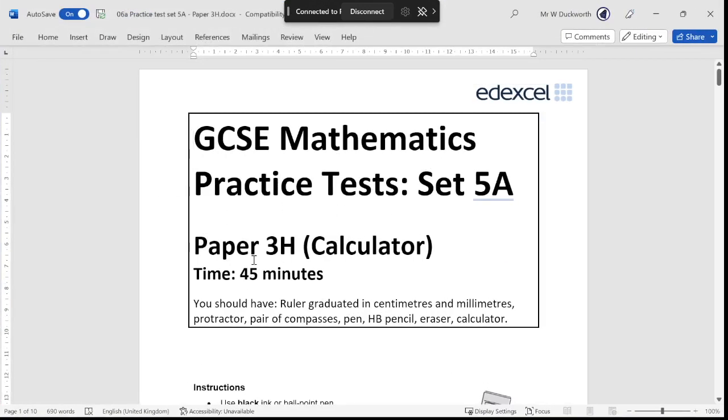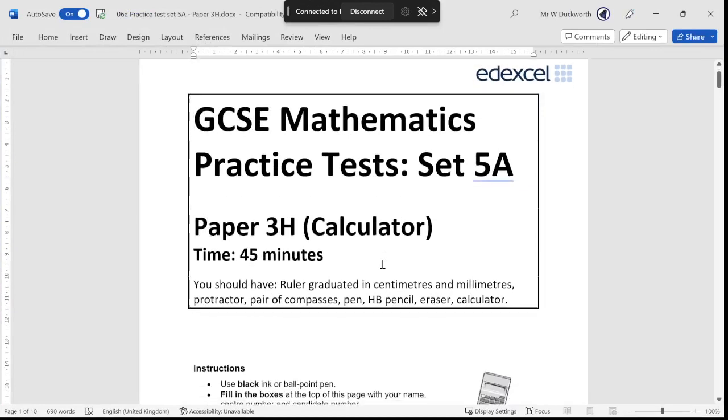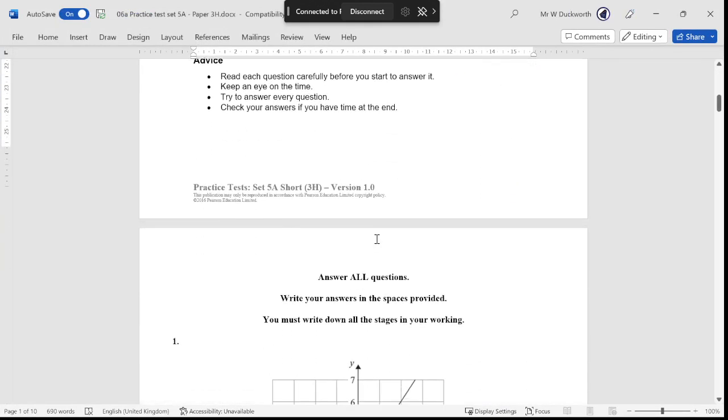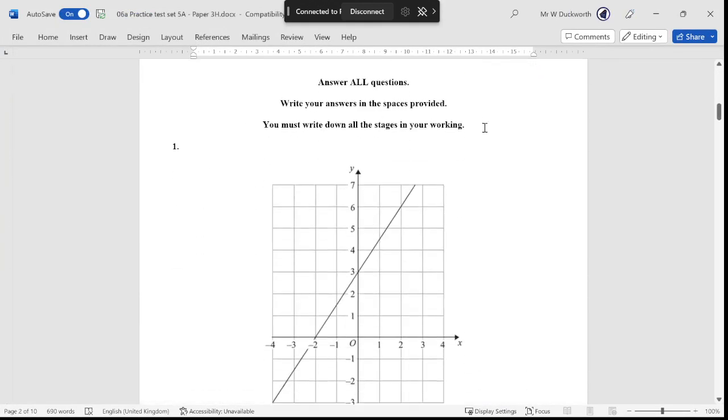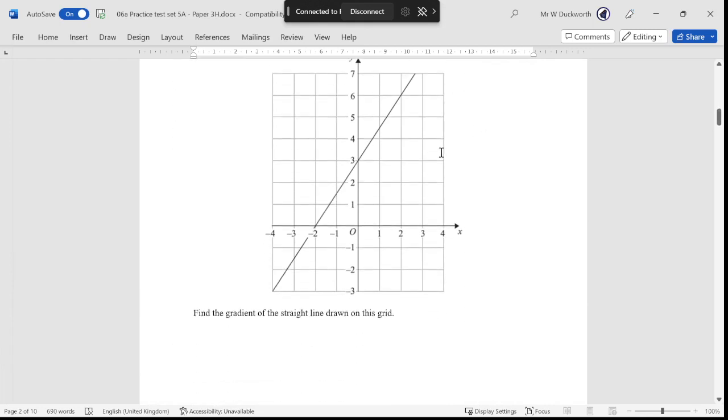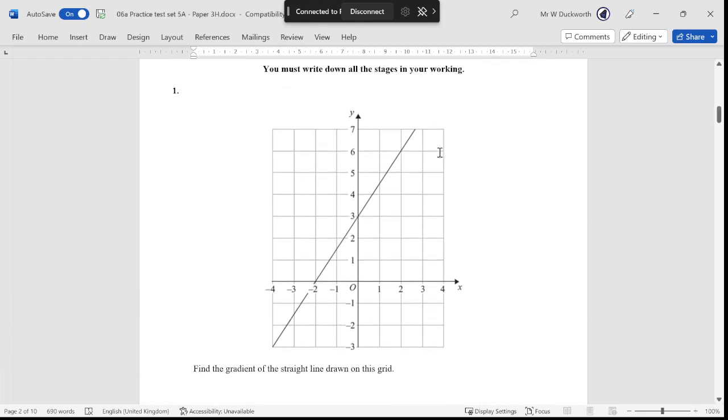Okay, it's a 45-minute paper and we will start off. I will try and do a question and then mark it rather than a page at a time. So question 1: write down all stages of your working and find the gradient of the straight line.